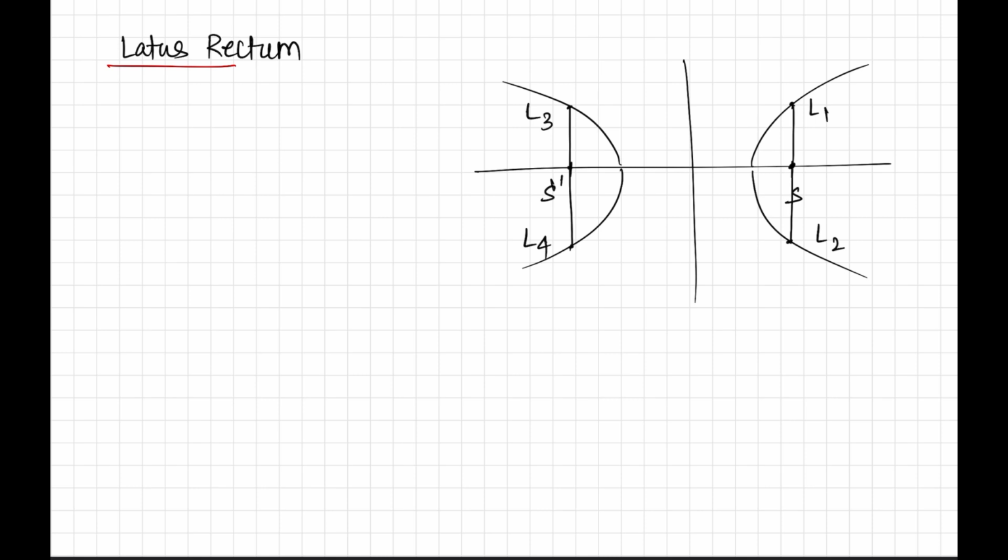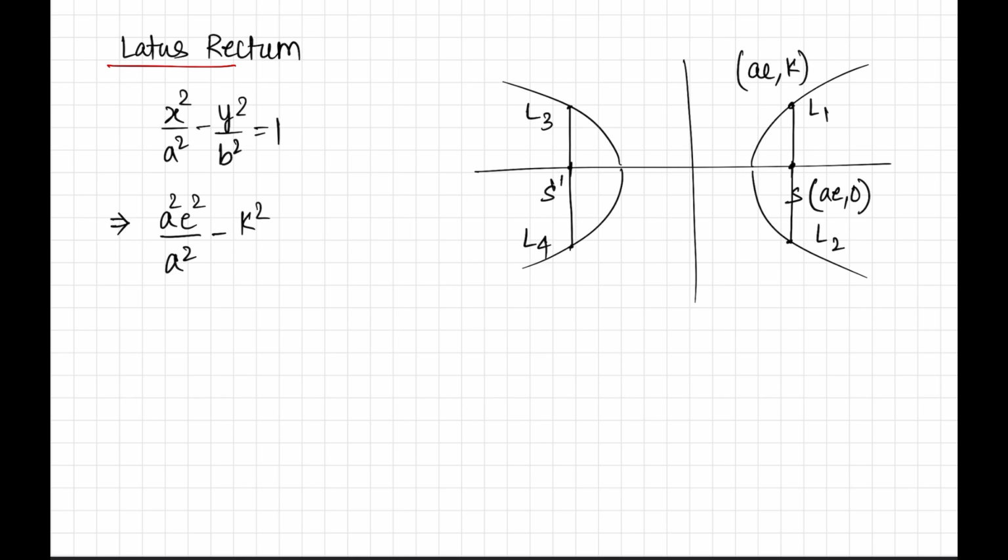Now, since we know the focus has coordinates (ae, 0), the coordinates of point L1 can be represented by (ae, k). So now we will put this point in the equation of the hyperbola and find the value of k. Since this point lies on the hyperbola, if we put it in the standard equation, we get a square e square by a square minus k square by b square is equal to 1.